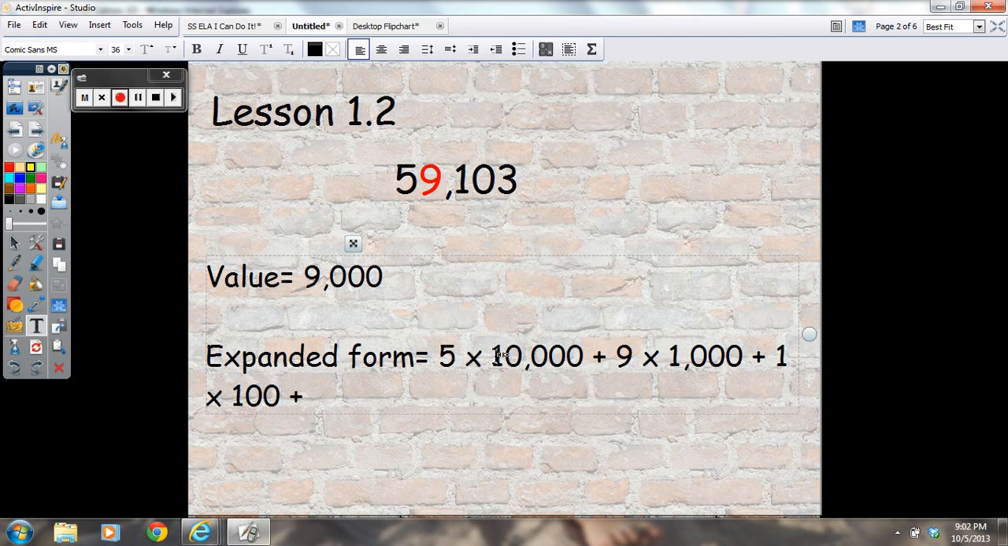And I need to add our next place, which would be the 3. Remember, there's a 0 in the tens place. We don't need to include that when we're writing expanded form. But what we would include here is our 3, and the place that it's in is the ones, therefore we take our 3 times our 1. And we've now written 59,103 in expanded form.